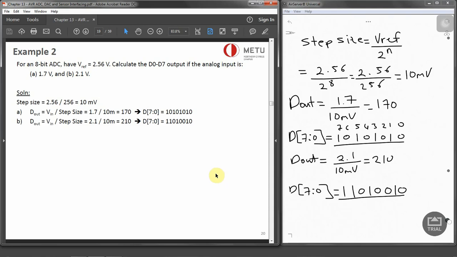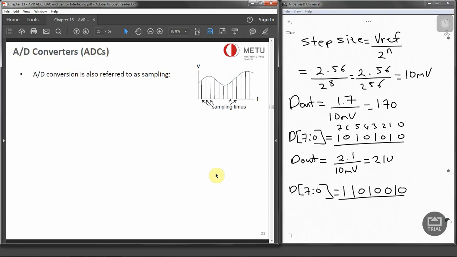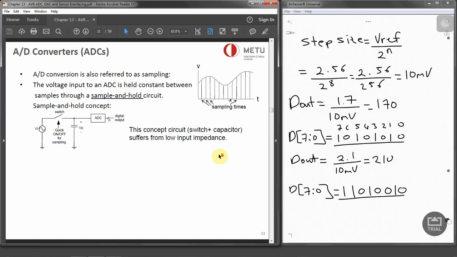Now the next thing that we are going to consider is the analog to digital converters. Analog to digital converters work like sampling data. Over a period of time there are voltages going on and we are just getting some samples through that period. So the voltage input to an ADC is held constant between the samples through a sample and hold circuit.